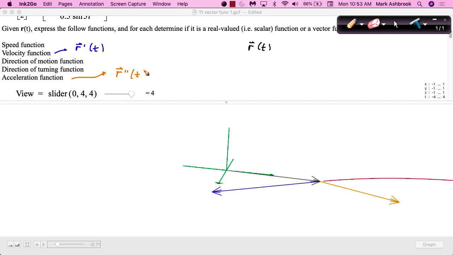But notice how the direction is all over the place. Sometimes it's in the opposite direction of the velocity. Sometimes it's right in line with the velocity. Sometimes it seems to be in the direction of n. And then, like I said, everything in between.